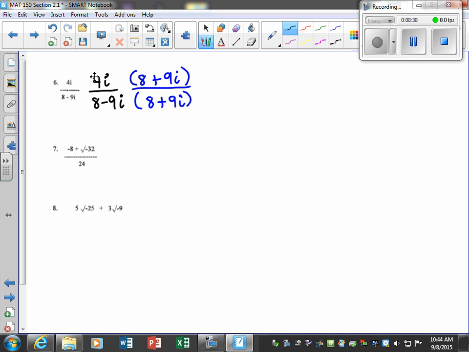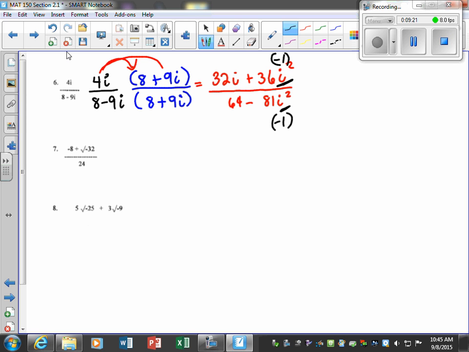And then let's FOIL this out. So we get 4i times 8, 32i. 4 times 9 is 36, and then we have i squared. Conjugates in the bottom, so safely we can do 8 times 8, 64, 9 times 9, 81, and then we factor in the i times i is i squared. Okay? This is negative 1. i squared is negative 1, and i squared right here is negative 1.